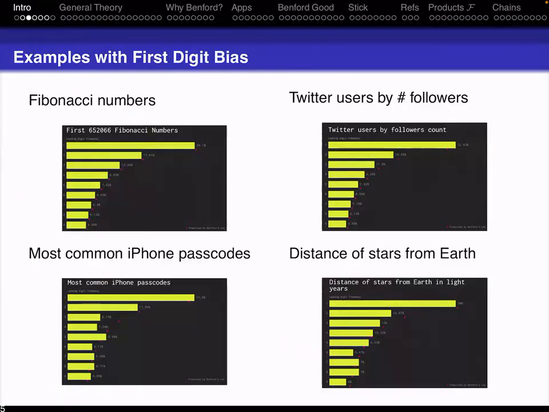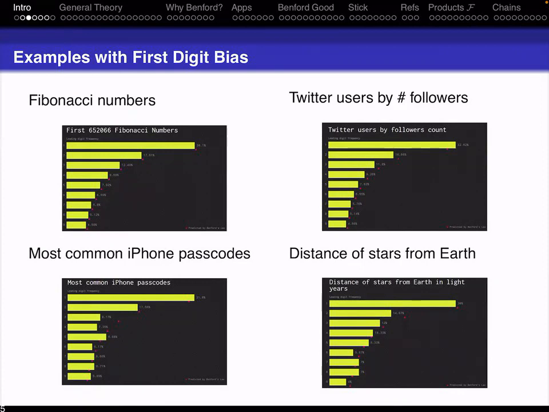If you look at Fibonacci numbers, Twitter users by number of followers, most common iPhone passcodes, I will talk about how you get that data later, and then distances of stars from the Earth, you see remarkable agreement with this Benfordness.